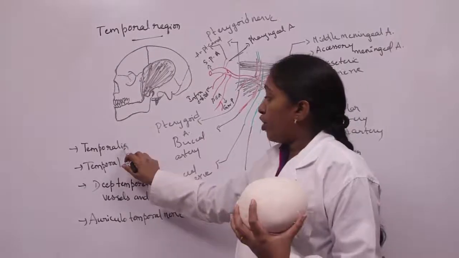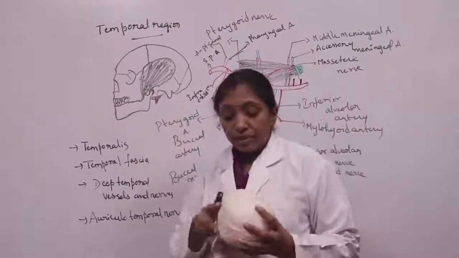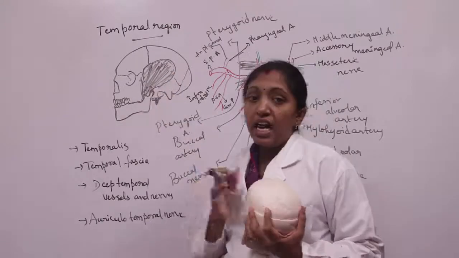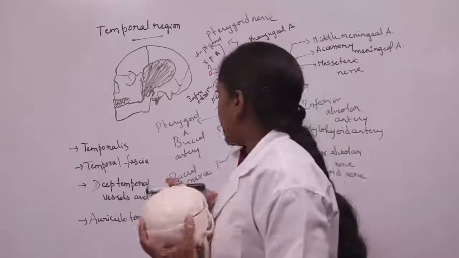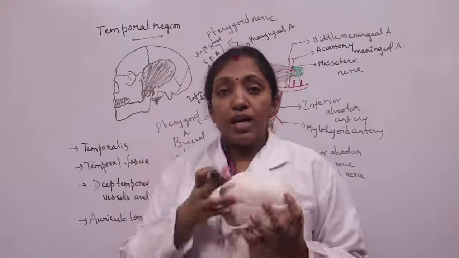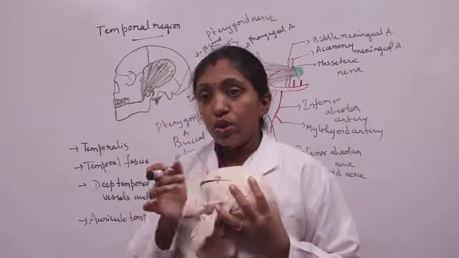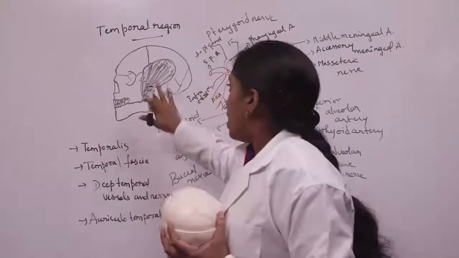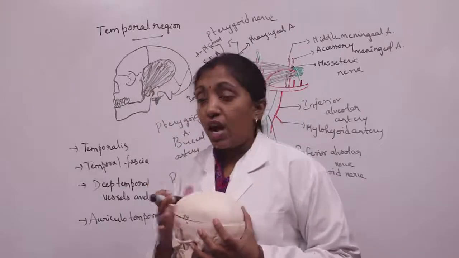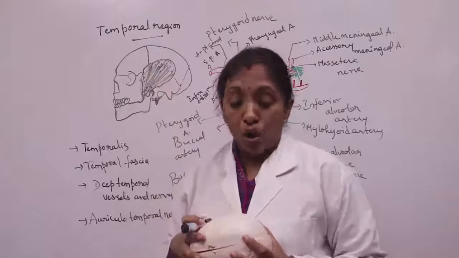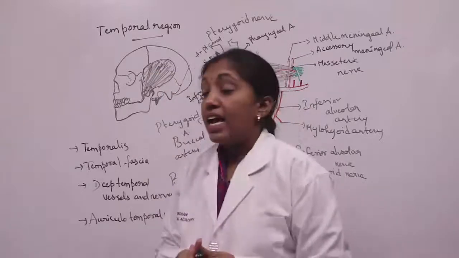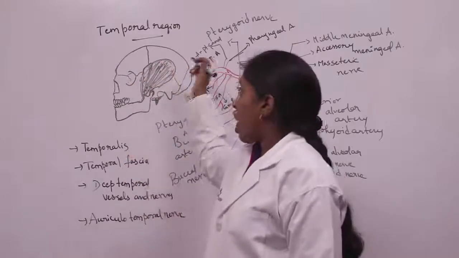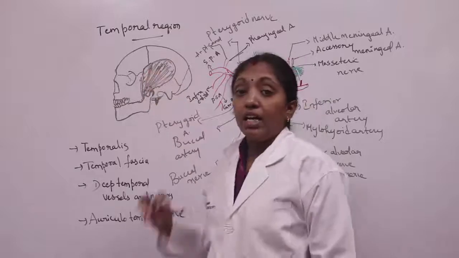And coming to the temporalis muscle, it is a fan-shaped muscle. The temporalis muscle is here, and it arises from the temporal fossa, the floor of the temporal region. The muscle also arises from the temporal fascia, which covers it. So the temporalis muscle arises from the floor of the temporal fossa, and also from the fascia covering the muscle.